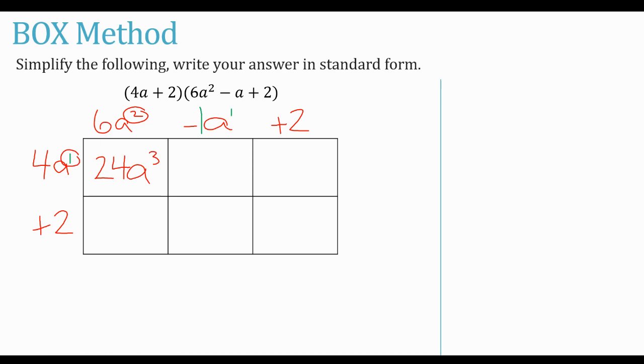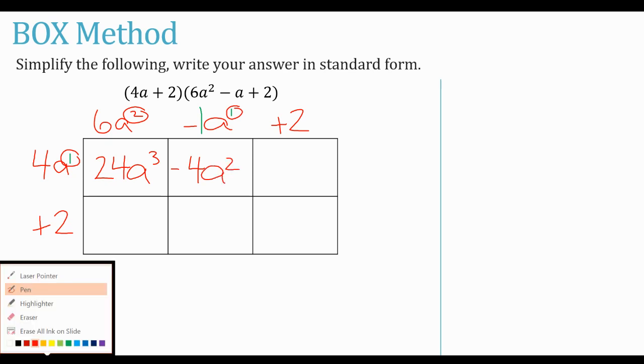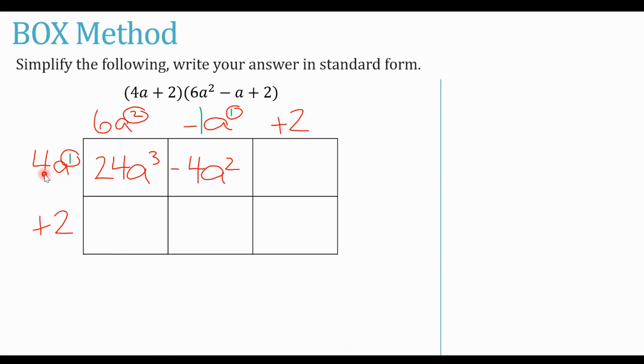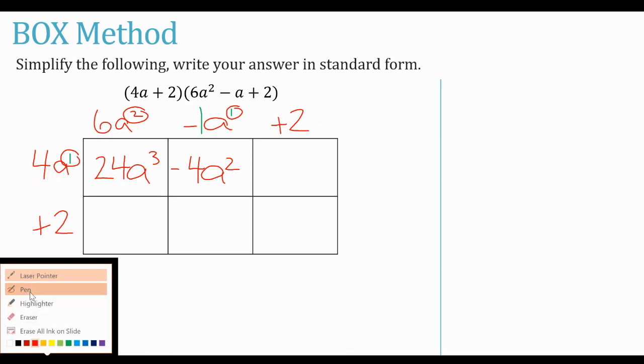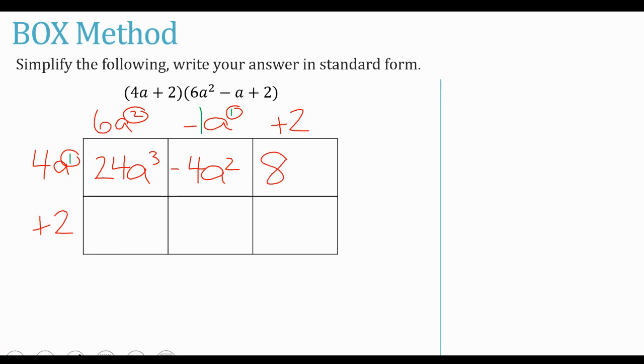The next one we're going to do is multiply our 4a and our negative 1a. Remember, multiply your numbers in front and add your exponents. 4 times negative 1 is negative 4. Add your exponents here, 1 plus 1 gives us 2. Next, we're going to multiply the next column. We have 4a times positive 2. 4 times 2 gives us 8. In this case, that 2 doesn't have a variable, so we have nothing to add our exponent to, so we're just going to leave it as 8a.